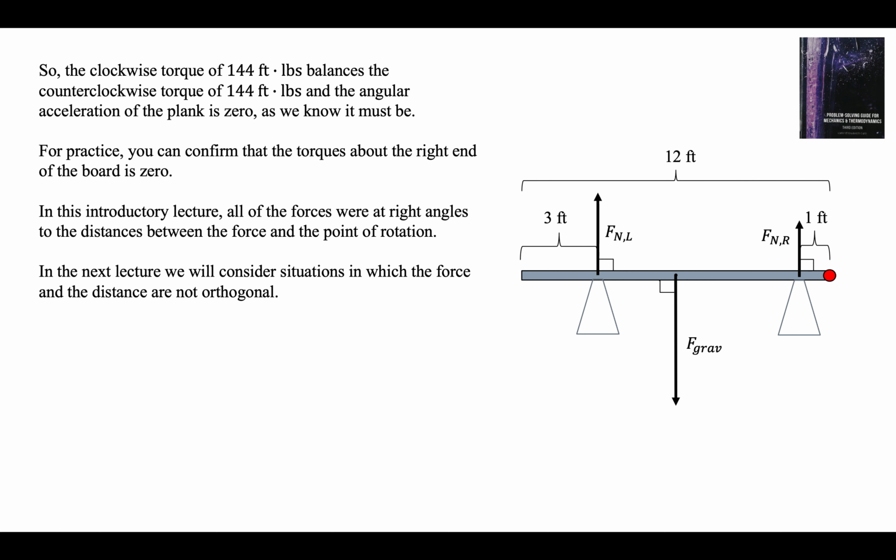And in the next lecture, we're going to consider situations in which the force and the distance are not orthogonal. We're going to have to get a component of the force. Here's an example, 7.14 in the textbook. We have a beam that's held up by a rope. The rope's at 37 degrees, and there's some mass hanging from the end of the beam. What's the tension in this cable? Nice problem.